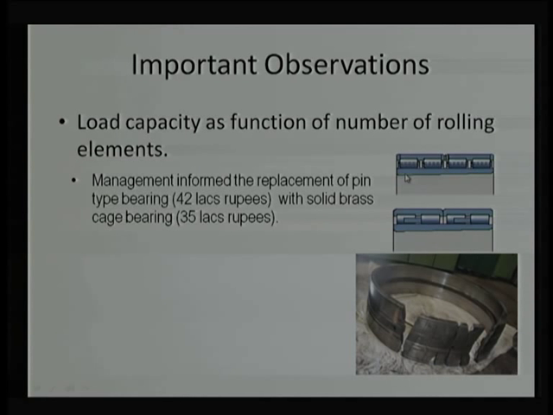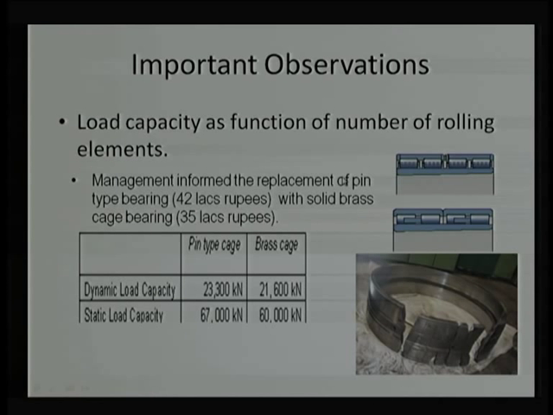And we know load capacity is a very sensitive parameter and it will affect the bearing life. That is why we asked them to provide the data, and when we got the data, it was something like this. The dynamic load capacity for the pin type cage bearing was roughly 23.3 mega Newton, while for the brass cage this capacity was 21.6 mega Newton. Naturally, that clearly shows this bearing had fewer rolling elements.